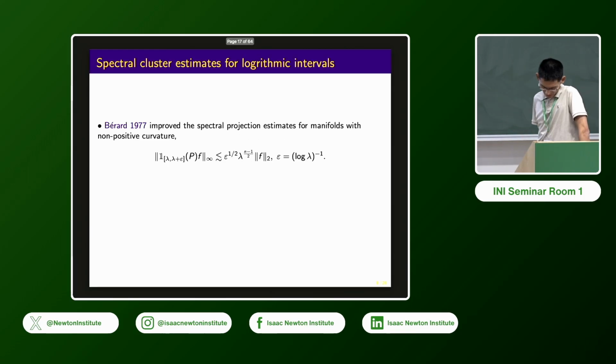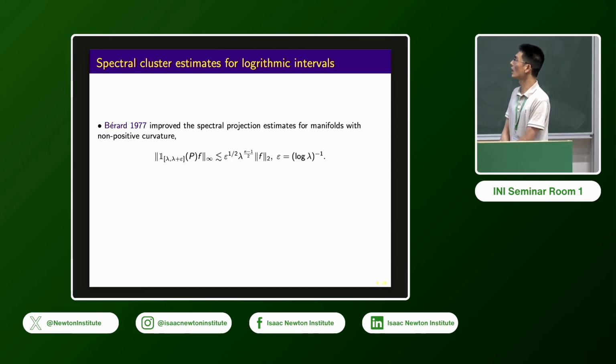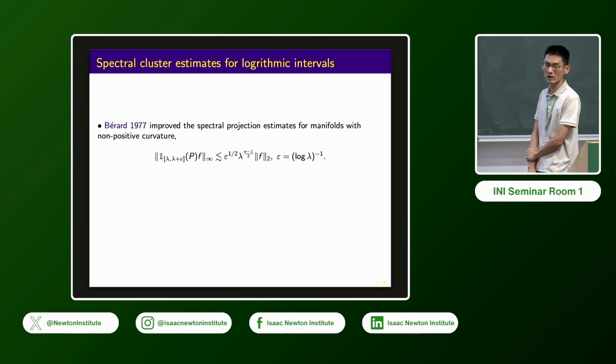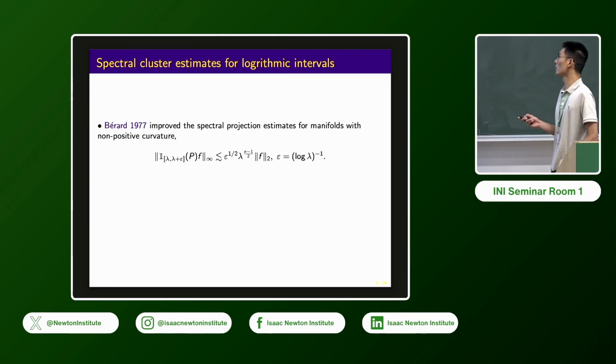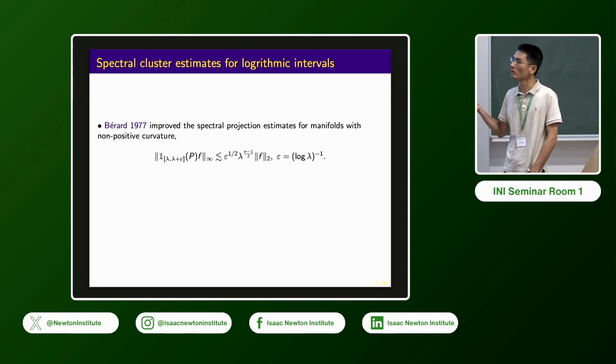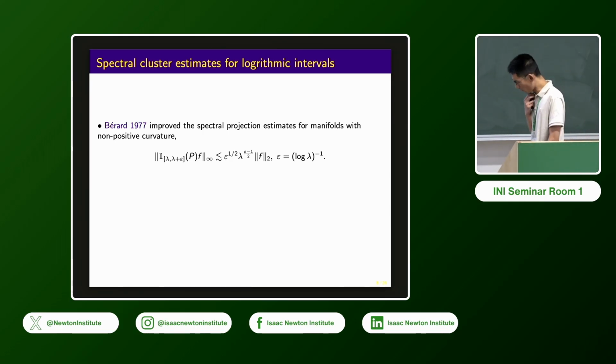So I will state some results in this direction. For this slide, we will talk about the case where epsilon equals 1 over log lambda. So we call it logarithmic intervals for the spectrum projection operator. In the earlier work of Bérard in 1977, he obtained improved spectrum projection estimates for manifolds with non-positive curvature. For p equals L infinity, a gain of square root of epsilon is obtained compared with uniform estimates. In the same work he also obtained, for instance, improved Weyl remainder estimates for the counting function using a similar argument.